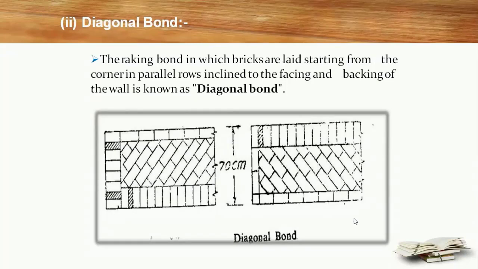Next is the diagonal bond. As you can see in the figure, the plan of the herringbone or diagonal racking bond, the placing of the bricks is at a certain angle. The bricks need to be cut into triangular shape to pack small triangular spaces. At the end, diagonal bonds are provided at every 5th and 7th course of the wall.